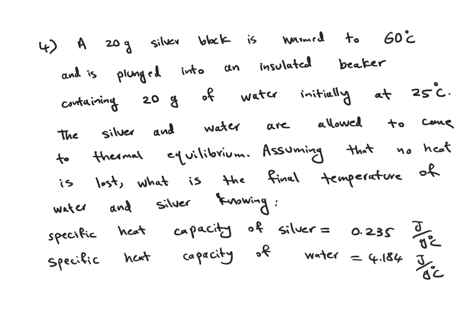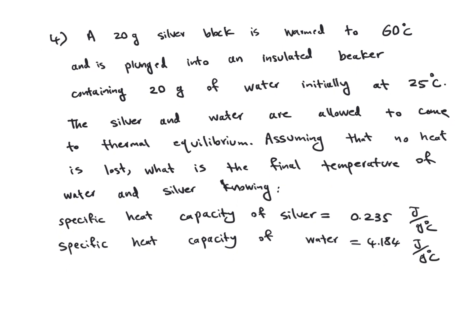This can be tricky, so pay attention. A silver block that has a mass of 20 grams is warmed to 60 degrees Celsius and is plunged into an insulated beaker containing 20 grams of water, initially at 25 degrees Celsius. The silver and water are allowed to come to thermal equilibrium. Assuming that no heat is lost, what is the final temperature of water and silver, knowing their specific heats?